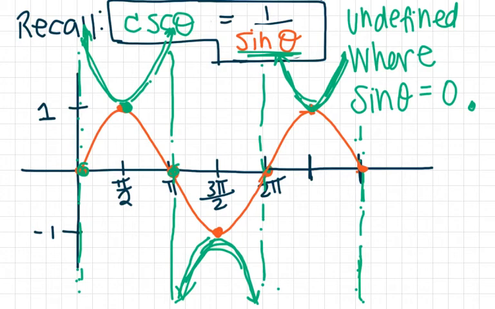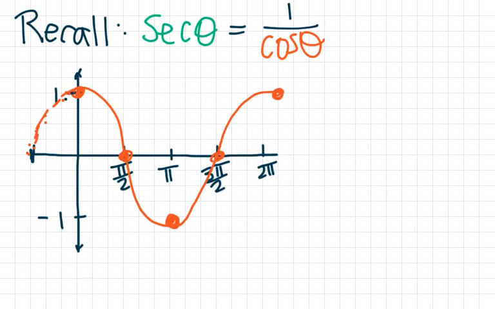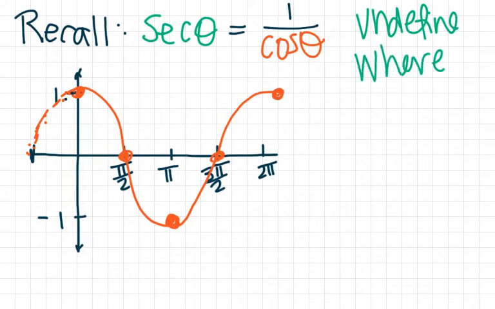So we're going to now take a look at what secant theta looks like, and that's based on cosine. And so we know that this is going to be undefined when cosine theta is equal to 0. So we want to look at those points on the graph. Where is cosine theta equal to 0?